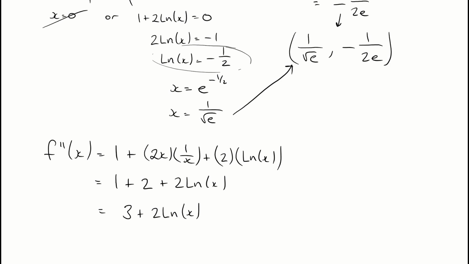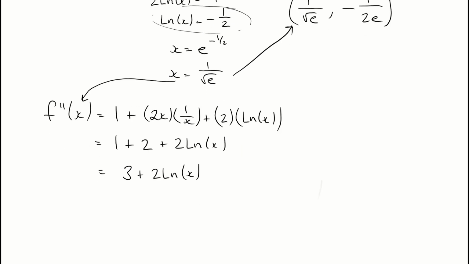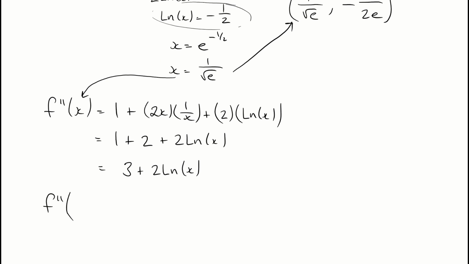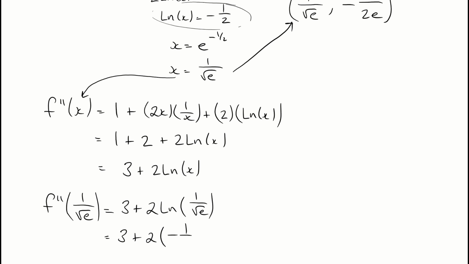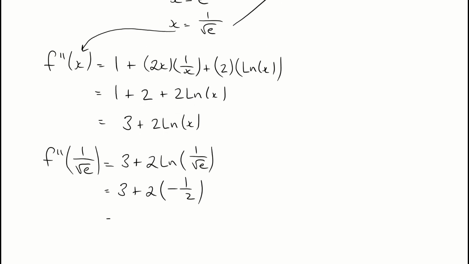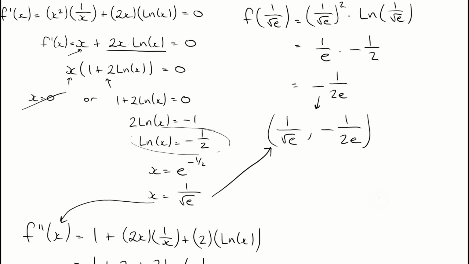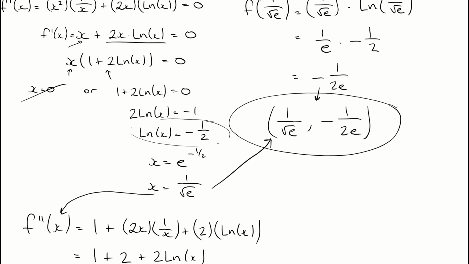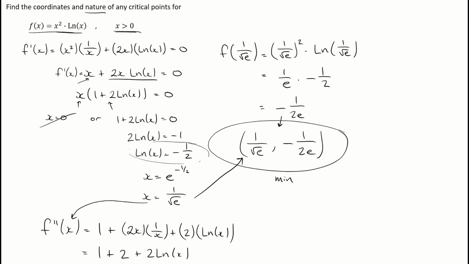Okay, now we need to put our x coordinate into here for the double derivative test. So when we do that, we're evaluating the double derivative at 1 over the square root of e, which is 3 plus 2 lots of the natural log of 1 over the square root of e. Now we get 3 plus 2 lots of, remember this is minus a half, and so we get 3 minus 1, which just gives us 2, and that is greater than 0, therefore we have a minimum. So our coordinate here for our critical point is a minimum. So that would be how you could tackle that sort of problem.